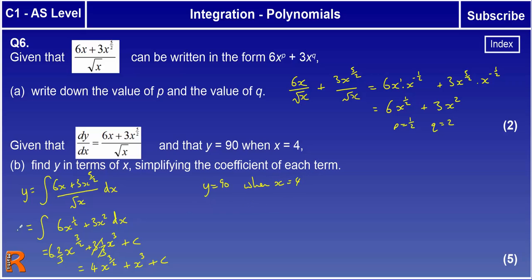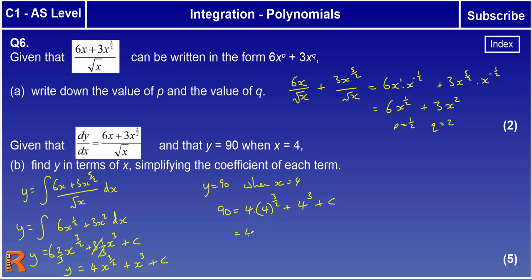So this is y equals this. So y is 90 equals 4 times x, which is 4 to the power of 3 over 2. And remember, this is a non-calculator paper, so you can't get your calculator to work out these powers. Okay, so what is 4 to the power of 3 over 2?